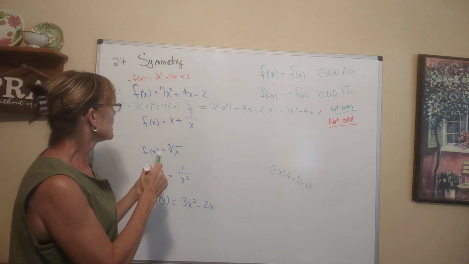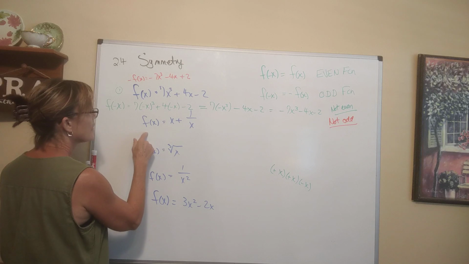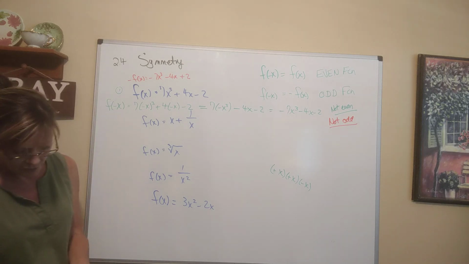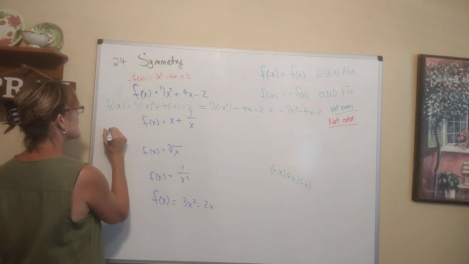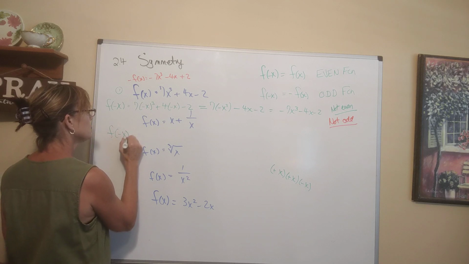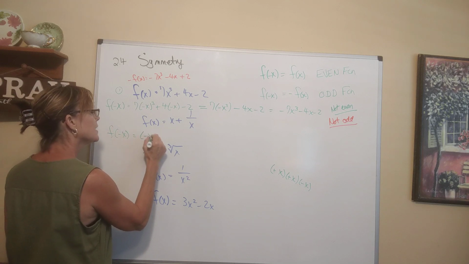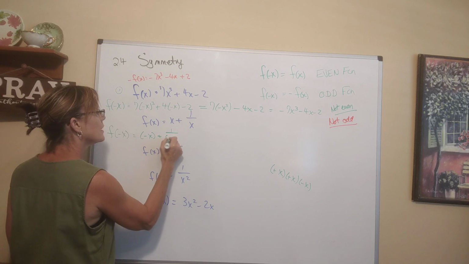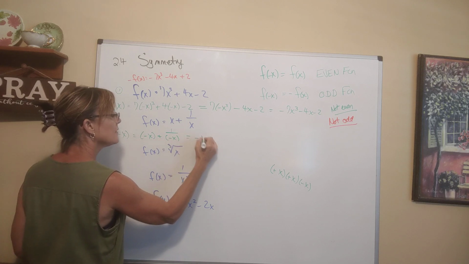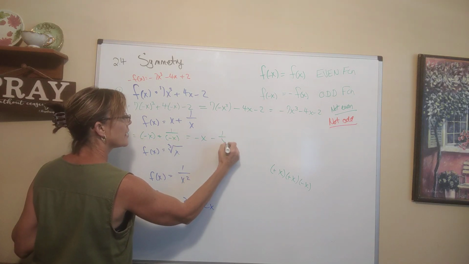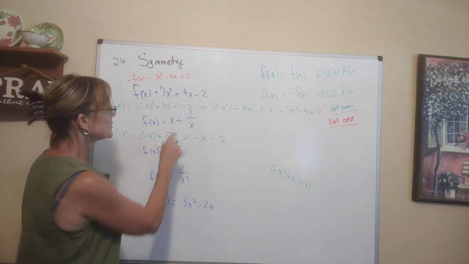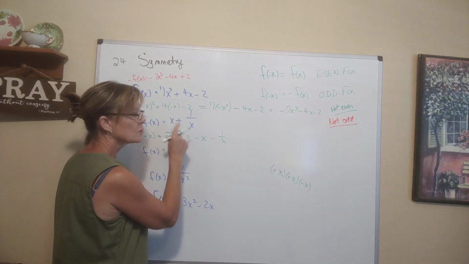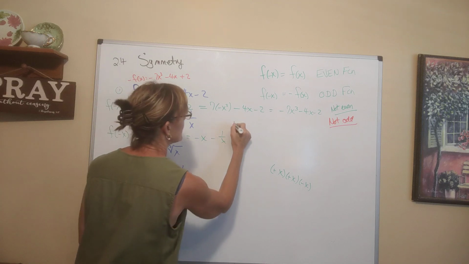Okay, let's look at this one. F of x is x plus 1 over x. The test is to put in negative x. All right, this is going to be negative x plus 1 over negative x. So this is negative x minus 1 over x is what I get. Well, does this look exactly like this? No. So we can say not even.